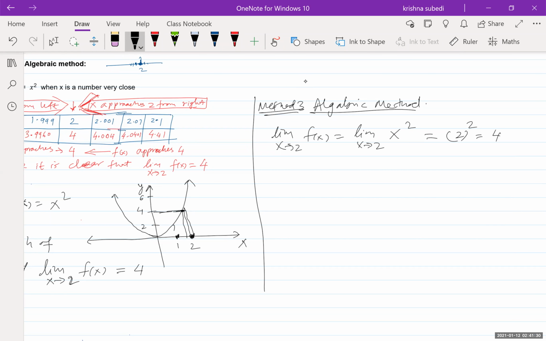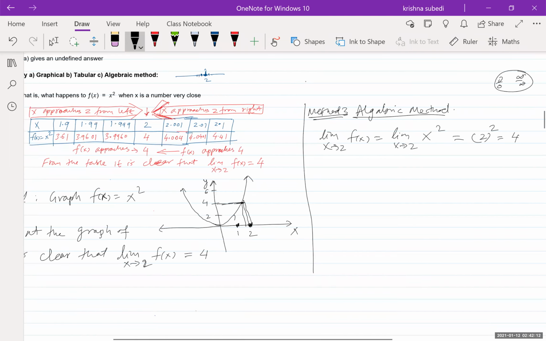Sometimes when you plug in the value directly, you get an undefined value, let's say 0 over 0 or infinity over infinity. Then in that situation, we can either use algebra or the L'Hopital rule. That rule we'll be learning at the end of this course. But in this section, whenever we have the situation 0 over 0, like in the next example, we'll be using high school algebra, factorization, cancellation, whatever is possible. But first thing, try to plug in the value directly. Most of the time you get the answer right away.